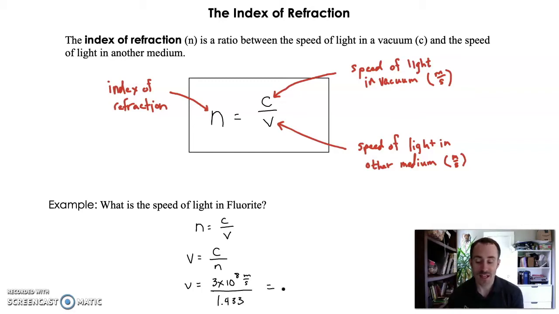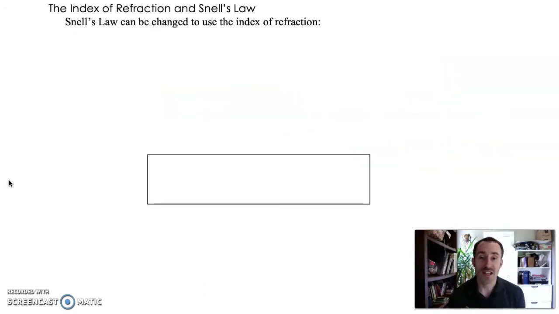And so then I get a speed of 2.09 times 10 to the 8 meters per second. That's how fast light travels in fluorite, almost a third slower, or 33% slower than it does through a vacuum. So given that the index of refraction is just another ratio, we can actually add it on to Snell's law. And so it looks like this.